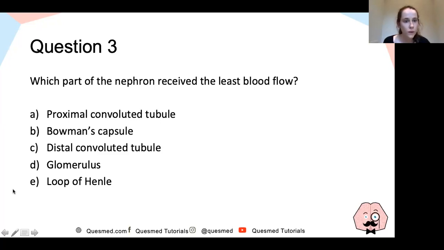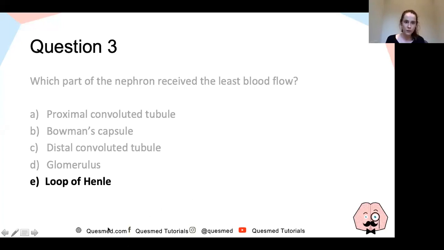Okay, so, oh, we've got a mixture here. There's no clear consensus. So the correct answer is the loop of Henle.